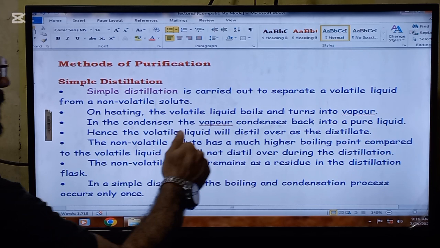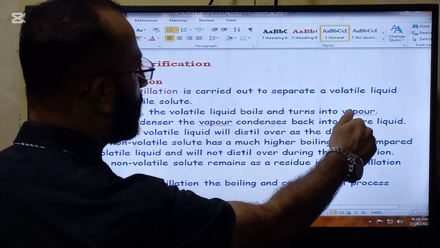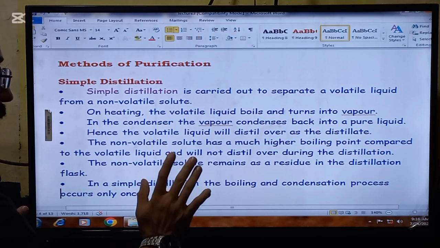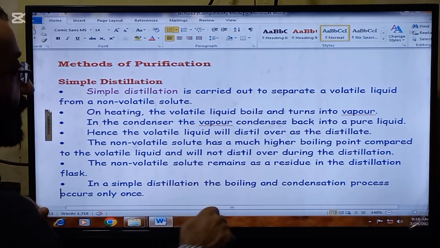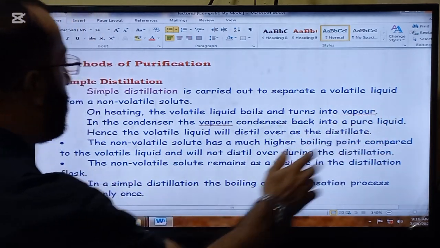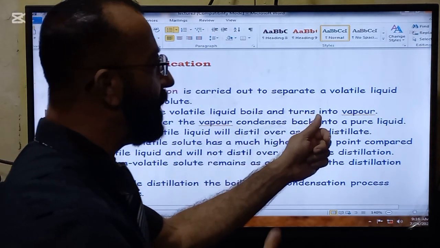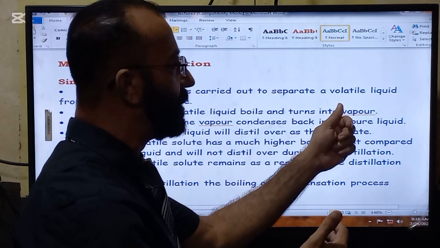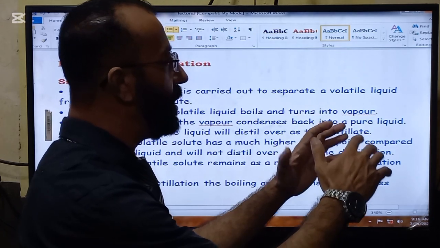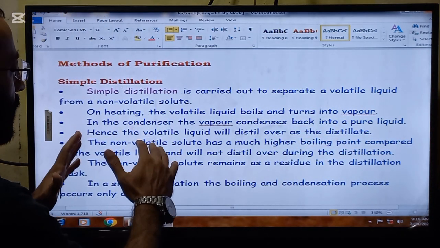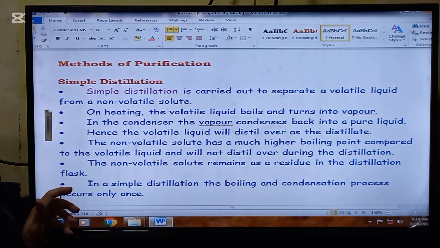Simple distillation is carried out to separate a volatile liquid from a non-volatile solute. So look now, there will be two things: one is the volatile liquid and the second is the non-volatile solute. What is meant by volatile? Volatile stands for a lower boiling point, and non-volatile stands for a higher boiling point.